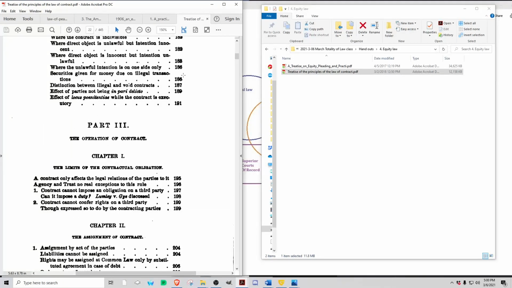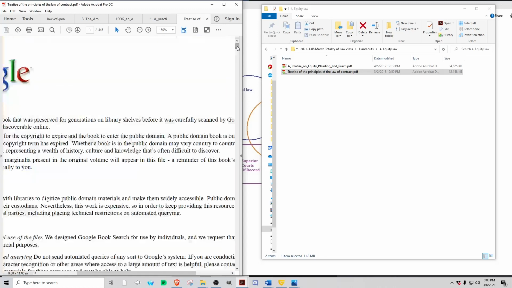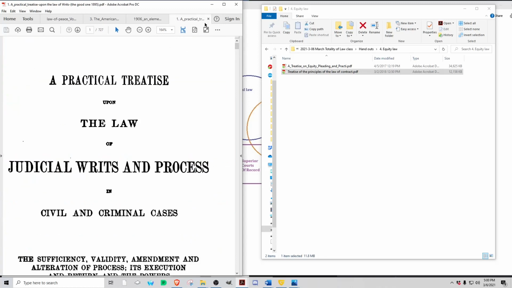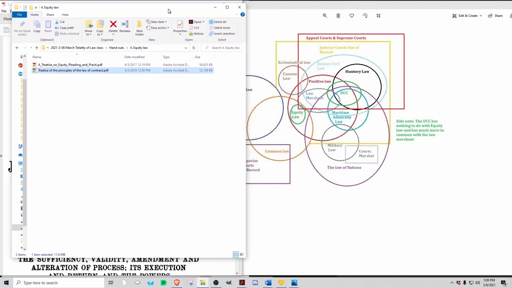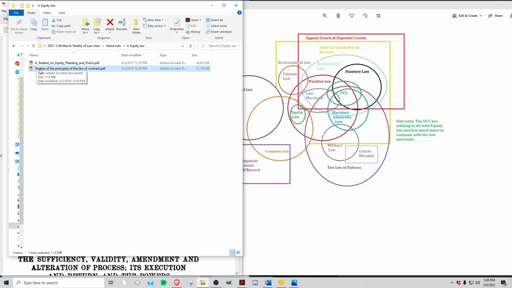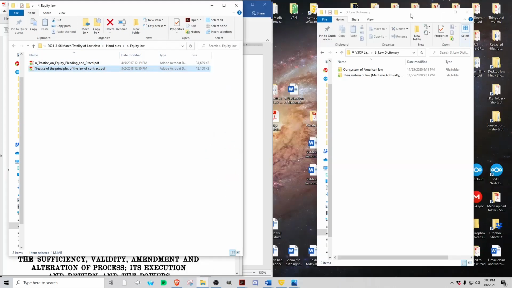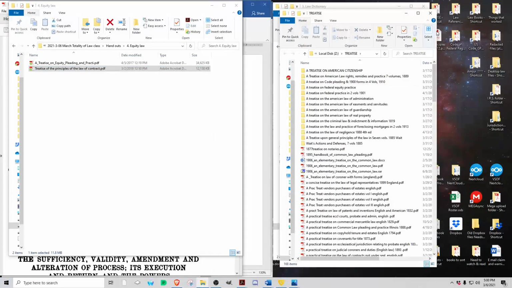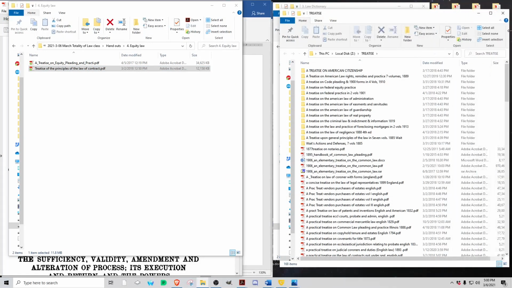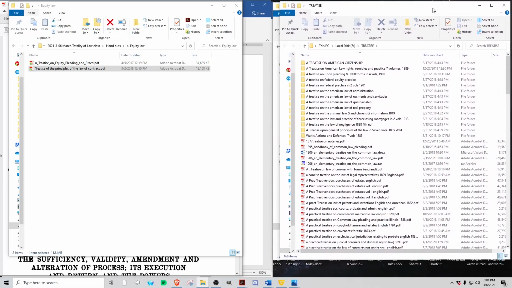Now, one other point about these books, treatises in general. Okay, folks, if you want to know anything about a subject, find the treatise on it. Find the treatise on it. That'll tell you what's in regard to that subject. Now, I have a treatise folder, which I'm going to open up and just kind of show everybody here. This is the totality of my treatise folder.